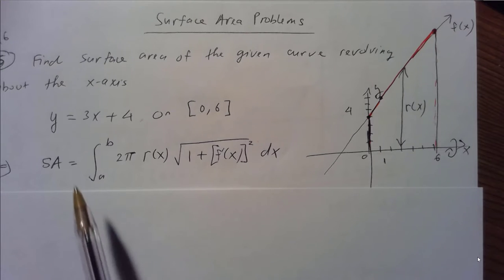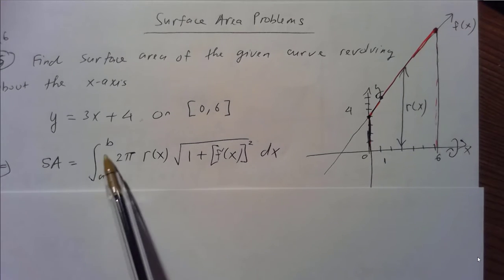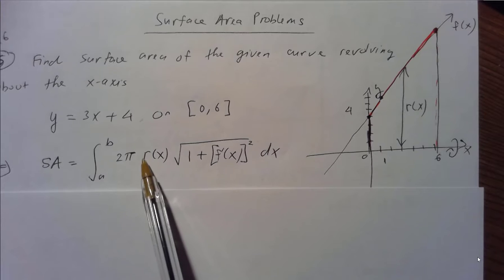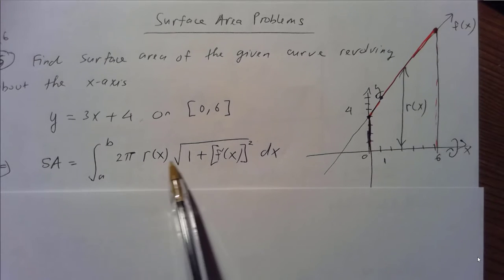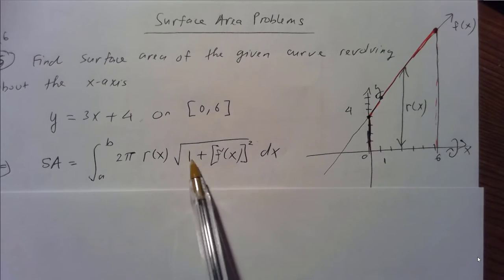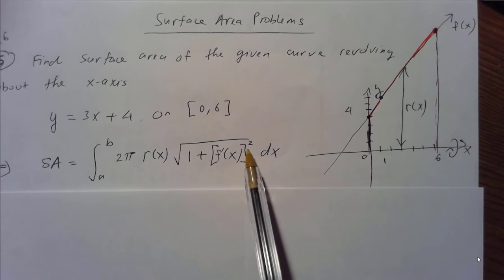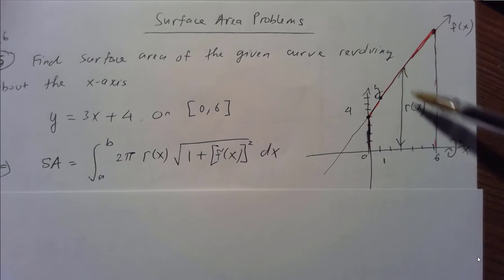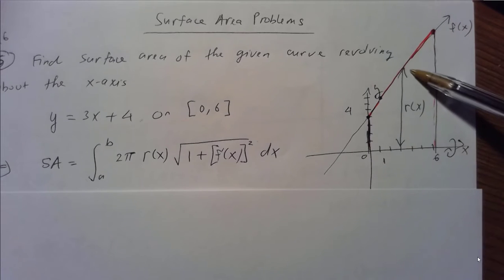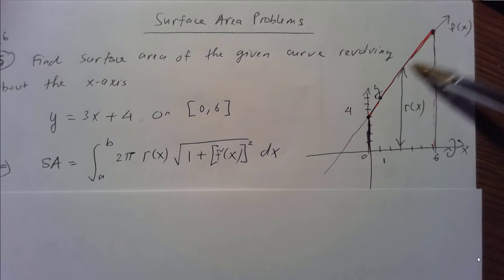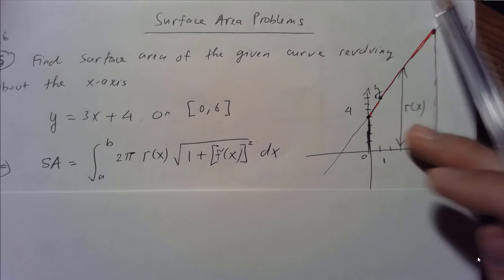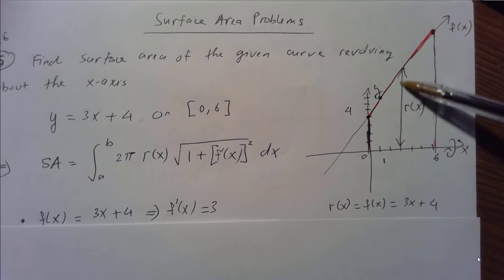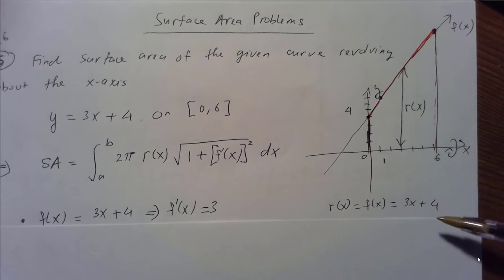Now the formula for the surface area from a to b is 2 pi, the r of x or the radius, multiplied by the square root of 1 plus f prime squared, and then dx. We know that the radius of this curve to the axis of revolution is just r of x, which is equal to f of x in this case, and that's equal to 3x plus 4.